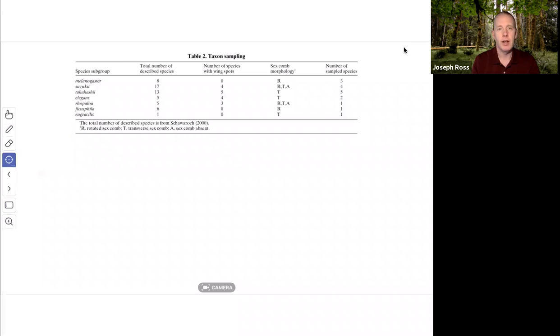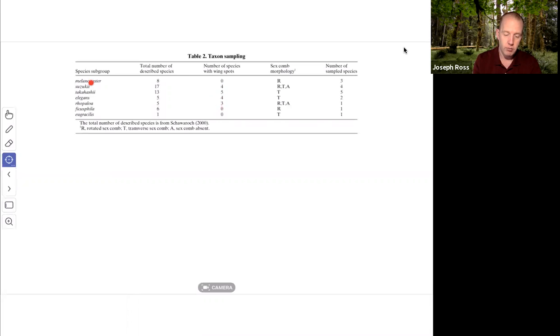So as on the previous slide, this is another table from the same paper that shows different subgroups of species, the total number of described species in those taxa, and the number of sampled species by the authors. So for example, in the Melanogaster group, there are 8 total species, 3 of which were sampled in this study. And they find that in the Melanogaster group, 0 of the species have wing spots. Drosophila melanogaster, the common fruit fly, which was often studied as a model system, doesn't produce wing spots. But other closely related species do.